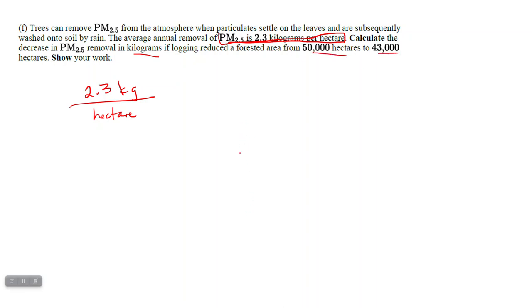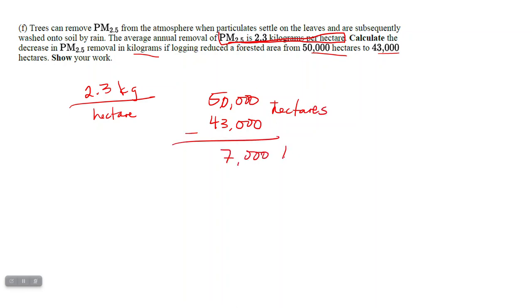So how many hectares are we missing? Well, it's going to be 50,000 minus 43,000, and these are all hectares. Then we subtract, and that's going to give us 7,000 hectares, right? So we are calculating how many fewer kilograms are being removed. So what we're basically going to do is take this 7,000 hectares and multiply it by that conversion factor we were given, 2.3 kilograms per hectare.